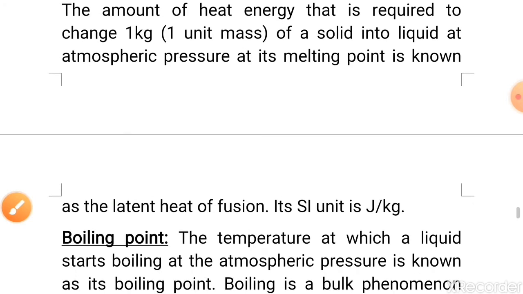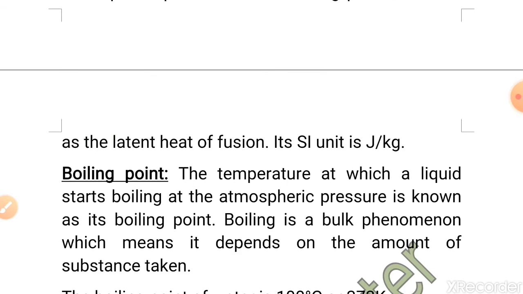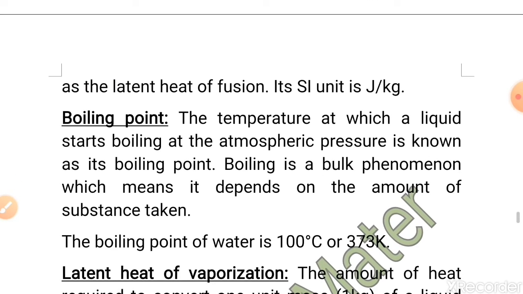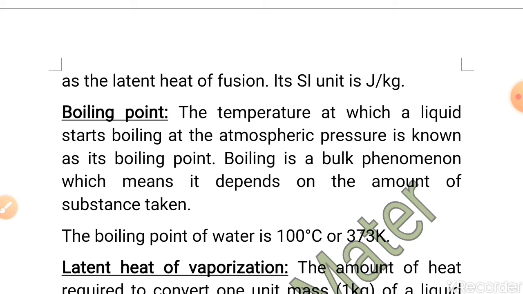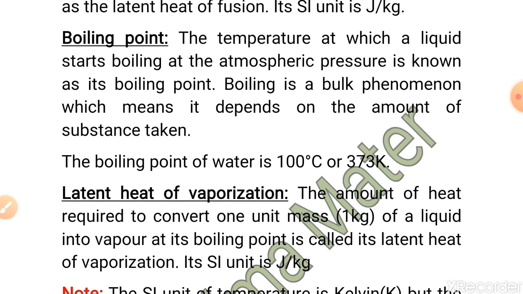Now students, we observed that when we were heating the water it started boiling. We must know what is boiling point and related terms. Boiling point is the temperature at which a liquid starts boiling at atmospheric pressure. Now, boiling is a bulk phenomenon, which means it depends on the amount of substance taken. If you take 1 liter of water, it will boil earlier than 10 liters of water, which means the amount of water decides the timing of boiling. Now, the boiling point of water is 100 degrees Celsius or you can say 373 Kelvin.